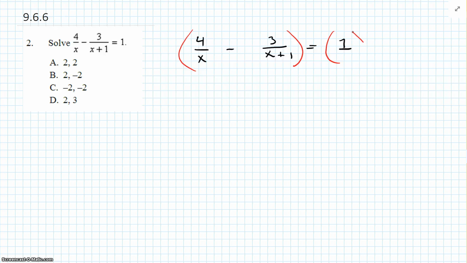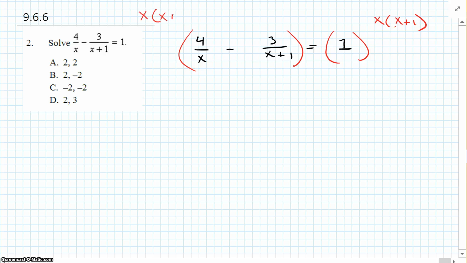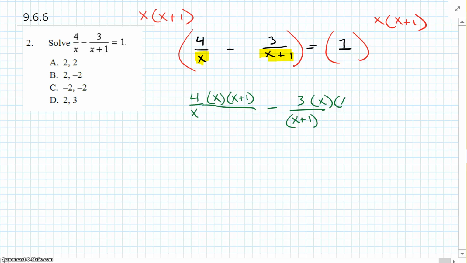Well, we know from what we just said the GCF was x times x plus 1. So multiply every term by x times x plus 1. Where did I get that? Well, there's an x and there's an x plus 1. So if I multiply every term by this, we're going to be able to simplify a little bit. So it's going to be 4 over x times x plus 1 minus 3 over x plus 1 times x plus 1 equals x times x plus 1.